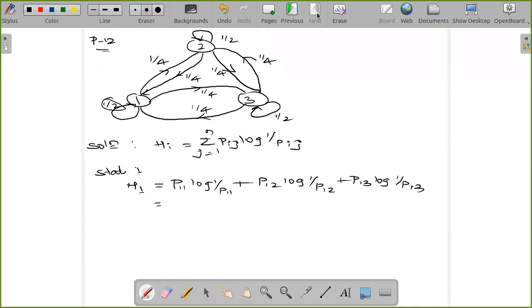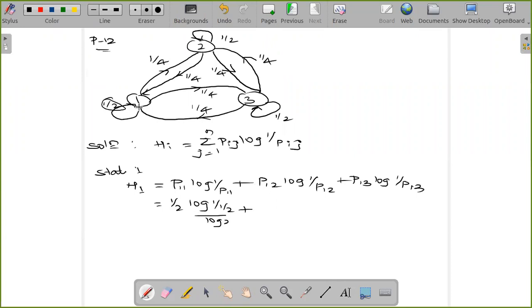1 by 2 is the value of P11, so I will be substituting that value here: 1 by 2 log 1 divided by 1 by 2, divided by log 2, as it is required in terms of bits. Plus P12. We should check, right?